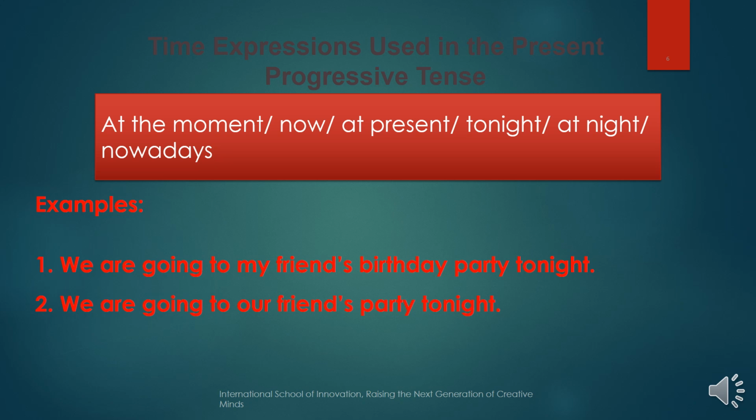For example, we are going to my friend's party tonight. Tonight shows that this is a planned future action. We are going to our friend's party tonight. So tonight is an expression that shows that the action is a planned future action, so I should use the present progressive tense.